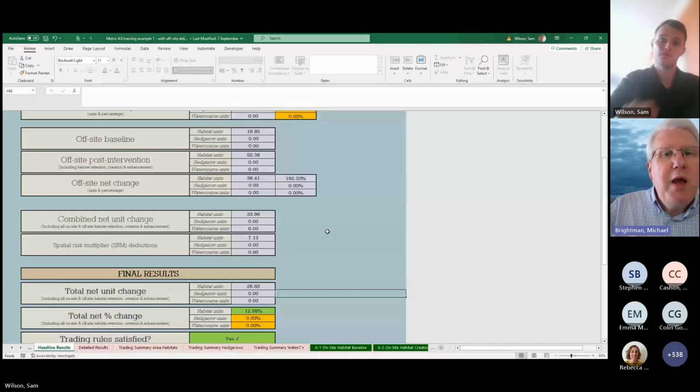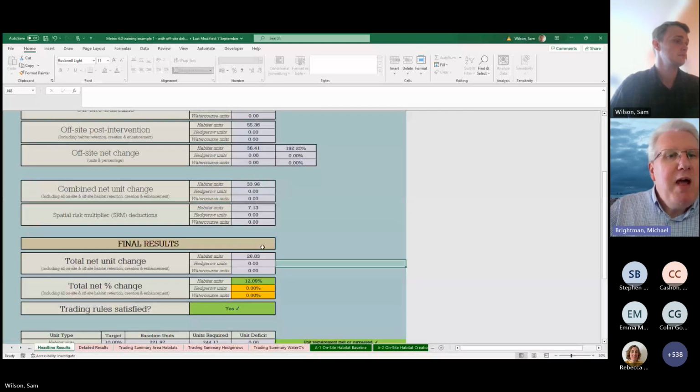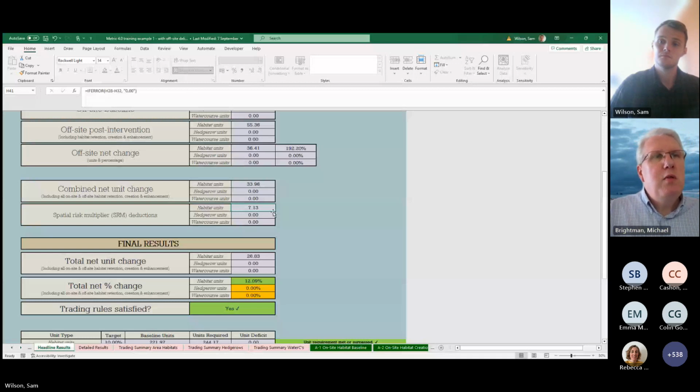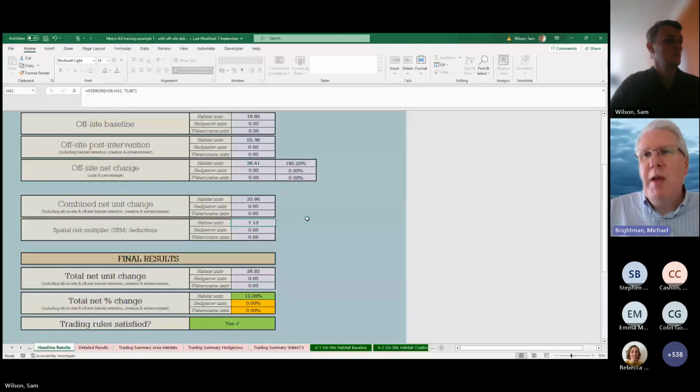So on our headline results, you'll see here, middle left, that spatial risk multiplier, SRM deductions, and that is where you see that deduction in units of 7.13. Now, where you've got spatial risk multiplier applied, you need to check it's been applied to each of the habitat parcels to which it applies. The reason I say that is that it might be that off-site units are provided on more than one site. Once you know that a site needs the spatial risk multiplier applied, you can check that it's been applied to each of the habitat parcels for that site. But if there's a second site present, that one might have a different spatial risk multiplier.